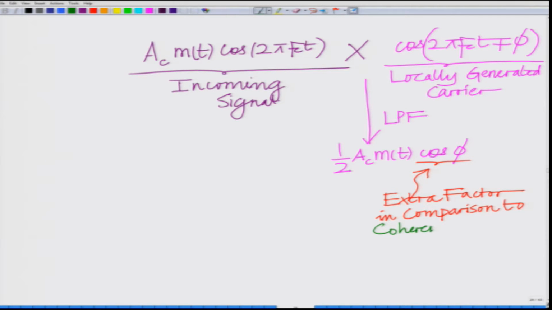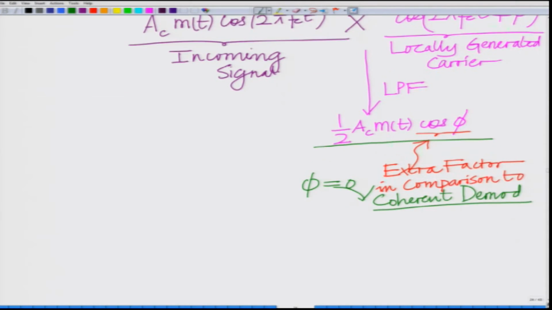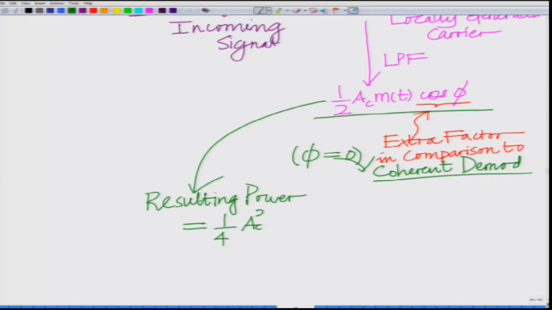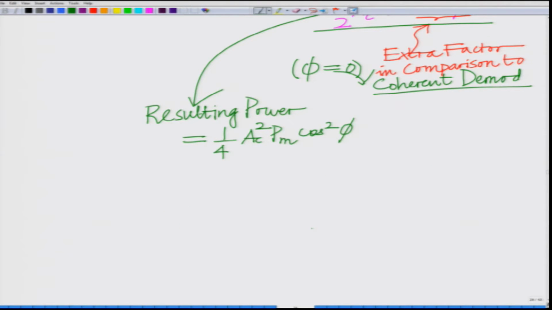So, this is an extra factor in comparison to coherent demodulation, which we have already seen, where phi is equal to 0. The resulting power equals 1 over 4 A_C squared, the power in the message signal, times cosine square phi, which becomes progressively worse as phi increases.